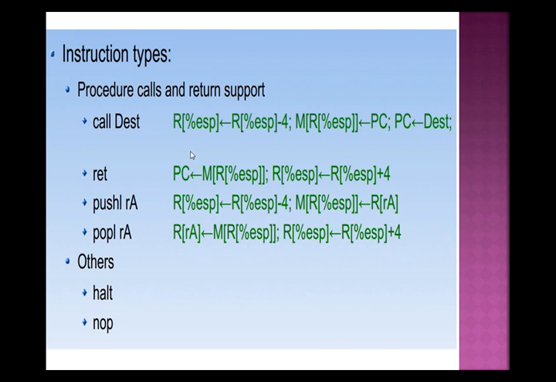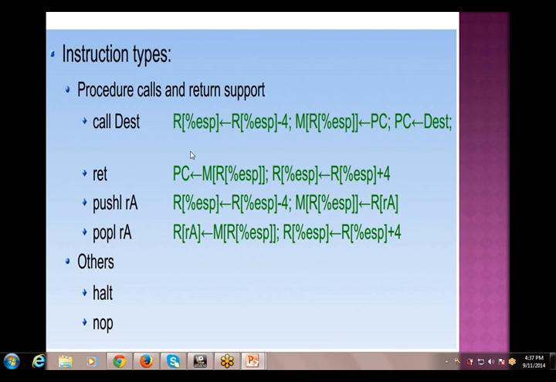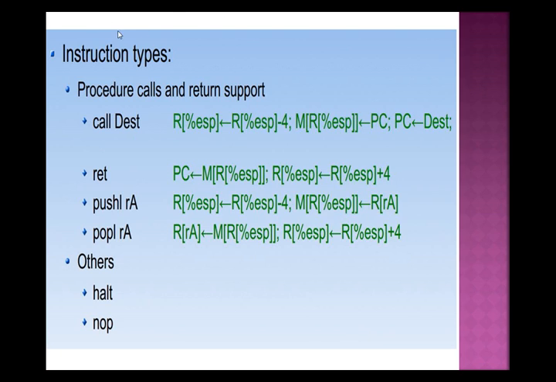The next instruction type is known as procedure calls and return support, that is, how to call a procedure and how to return. Procedure means a sub-program, one function of the program. There are multiple instructions available like CALL destination, that is, call the destination, and return, that is returning the value from memory to the PC.